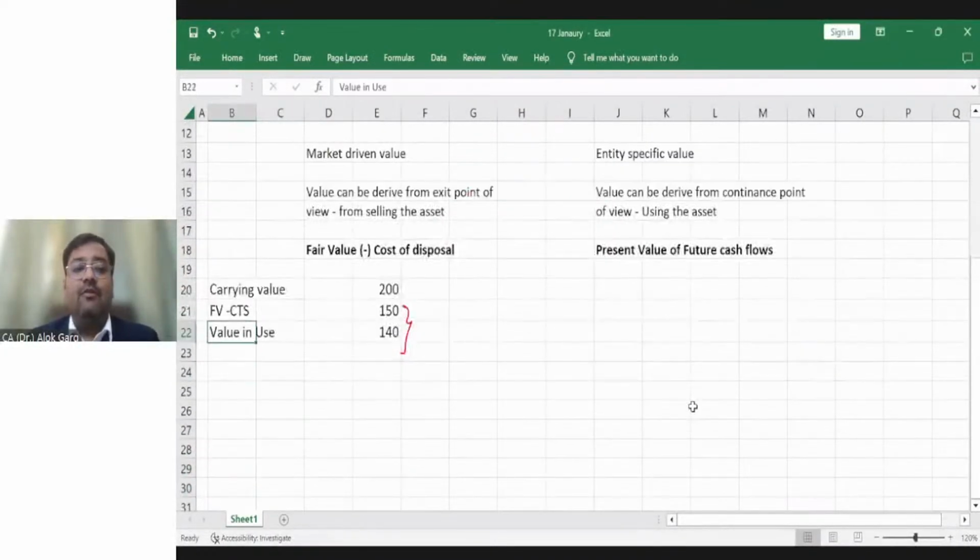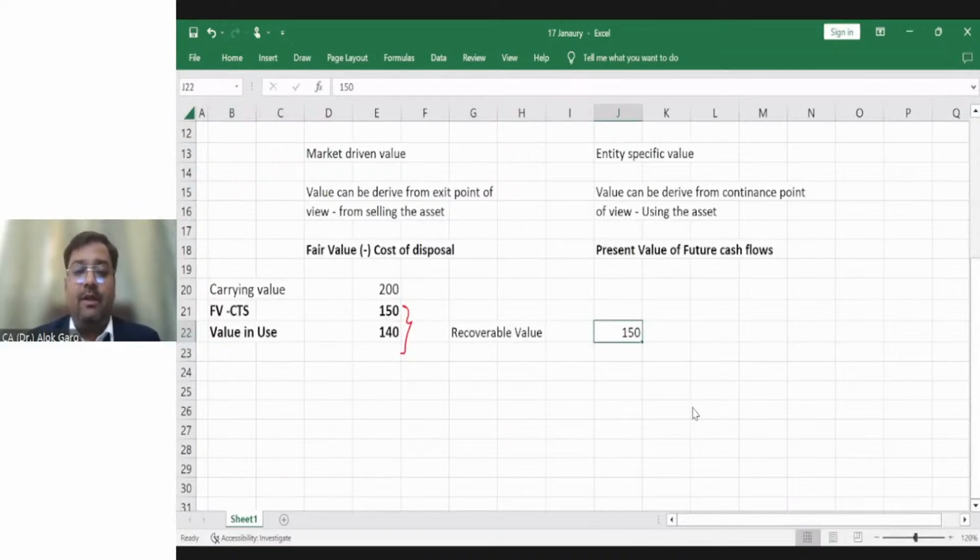Let's say the carrying value is 200 lakhs, fair value less CTS is 150 lakhs, and value in use is 140 lakhs, right? So what is the higher value here? The higher value is 150 lakhs. So in this case, what is your recoverable value? Your recoverable value is the higher of fair value less cost to sell and value in use. What is higher between these two? 150 lakhs. So recoverable value is 150 lakhs, right?